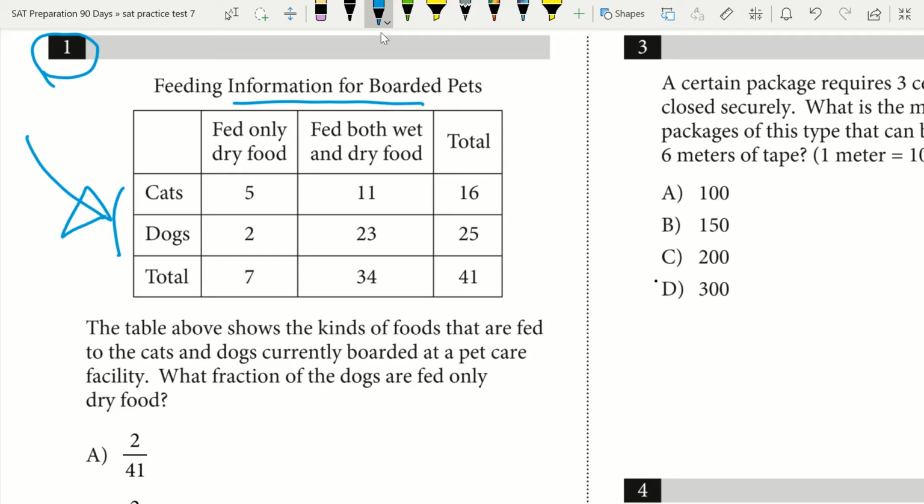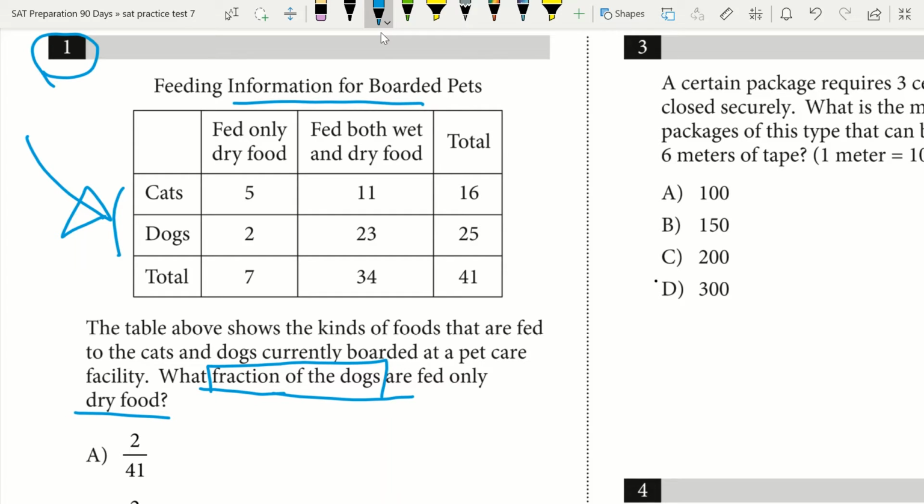We have: the table above shows the kinds of foods that are fed to cats and dogs currently boarded at a pet care facility. What fraction of the dogs are fed only dry food? Okay, key thing here that jumps out to me right away. When I'm dealing with two-way tables, I'm generally asked about fractions or percentages or things like that. Now in this case, it's of the dogs only. What fraction of the dogs?